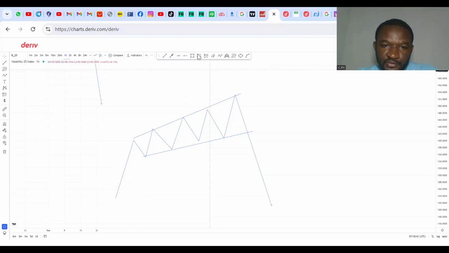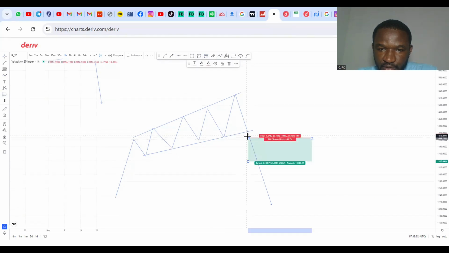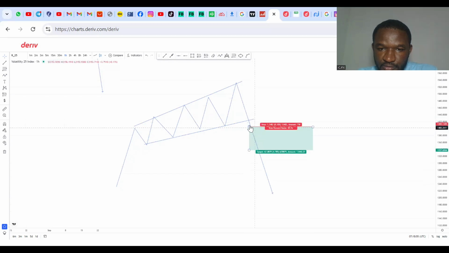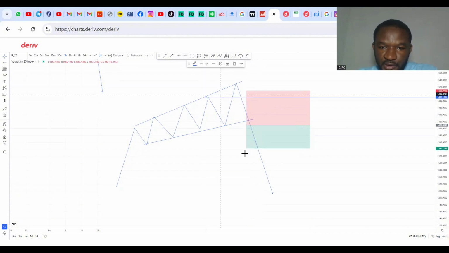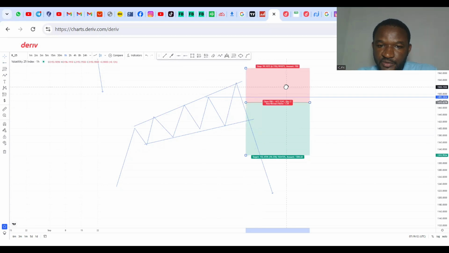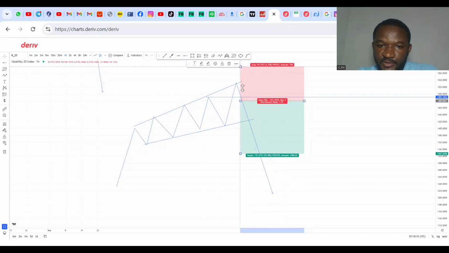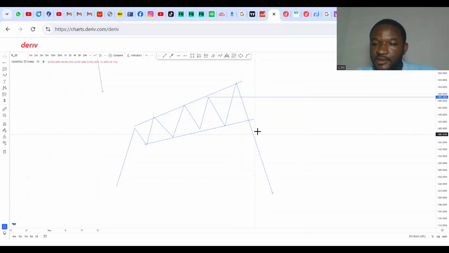So most times people take their trade from here after the break of this zone and put their stop loss around here and then target 1:1 or 1:2. While sometimes some people take their trade from here, measure a very tight stop loss, and then their risk to reward ratio will be bigger. Now this is what we call the ascending wedge.